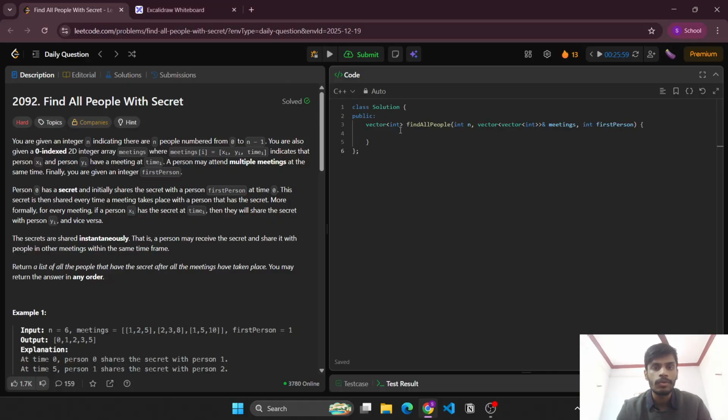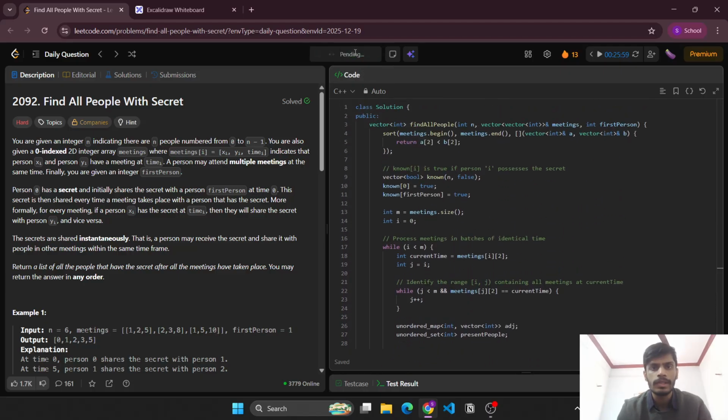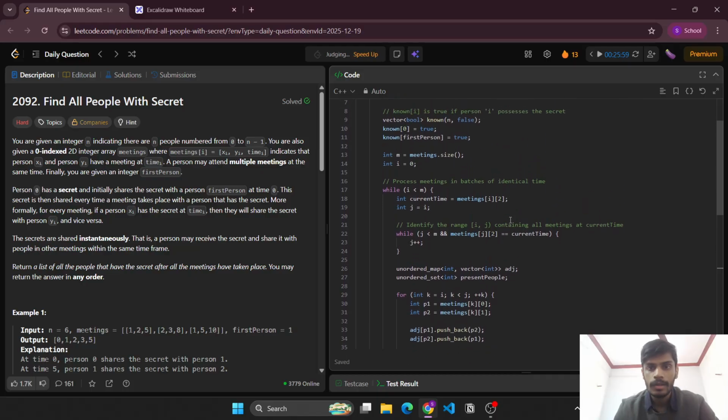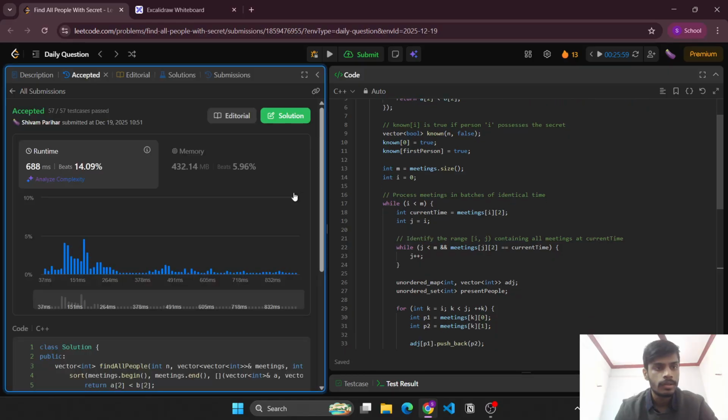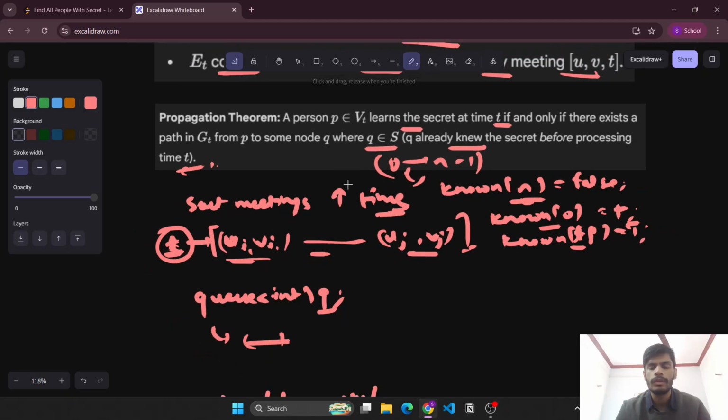Let's try to submit the code as well. This is the same code that we discussed. Let's submit it and see how much time it takes to run. As you can see, it runs in 68 ms, which is pretty fine because of the sorting and everything.